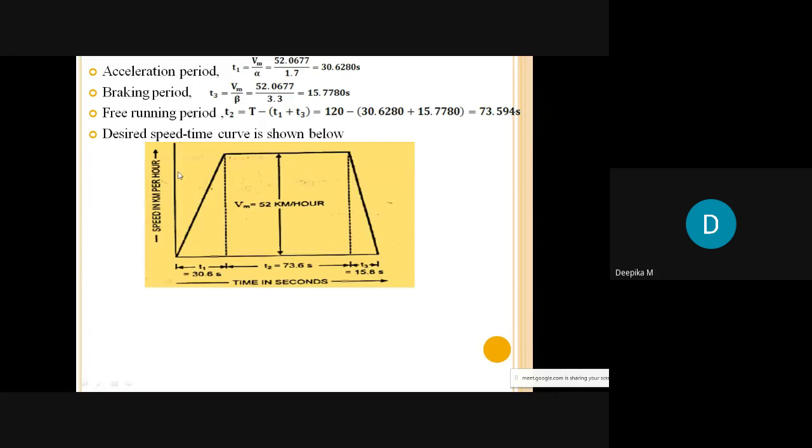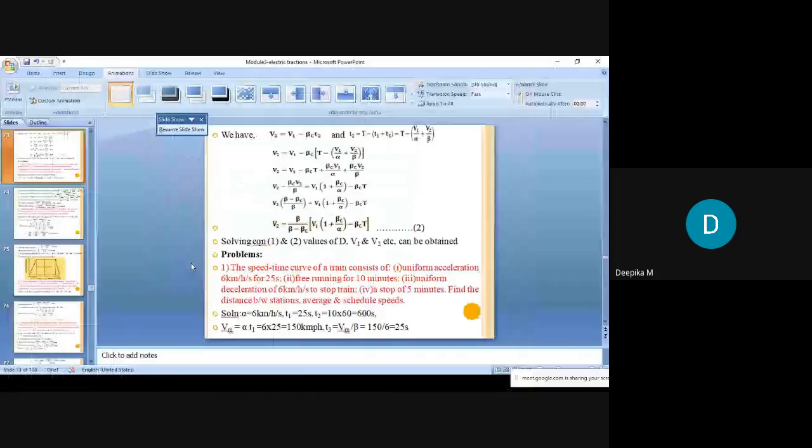And now we have to draw the speed time curve. So you can see here, this is the speed time curve. This is the curve between speed in kilometer per hour and the time in second. As I told you, this is the trapezoidal curve, and we know T1, T2 and T3, that should be written over here. And what is Vm? Which is nothing but 52 kilometer per hour. Like this we have to draw. Now we will solve the problem.